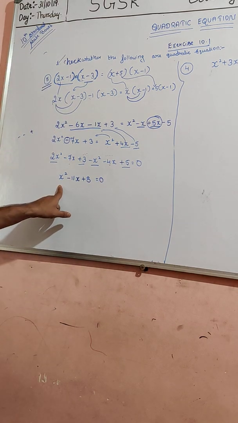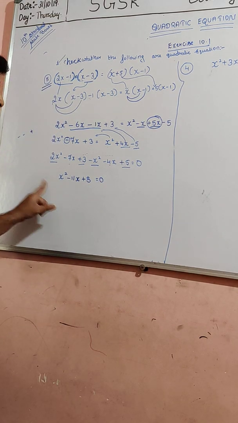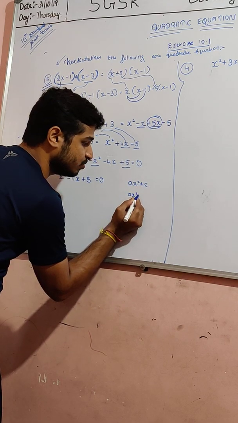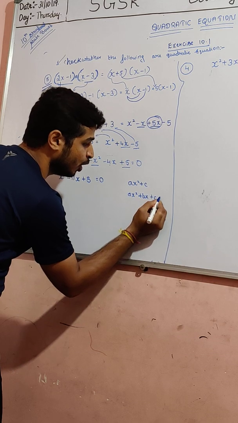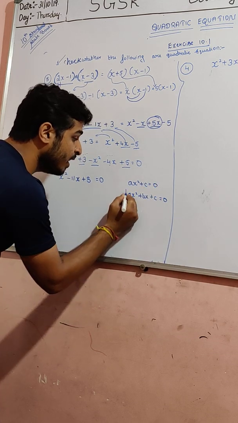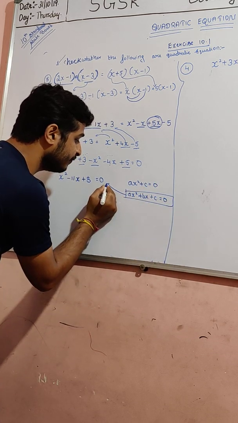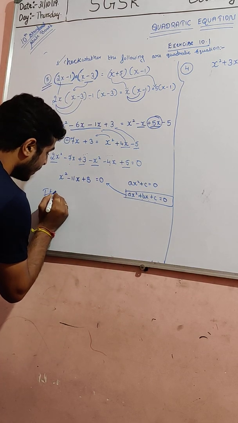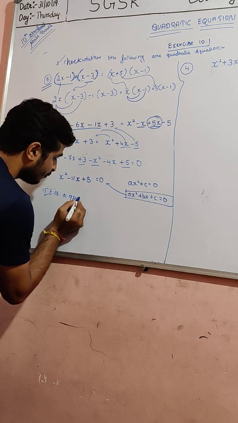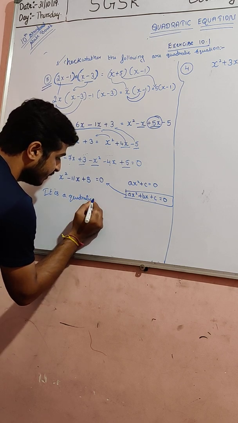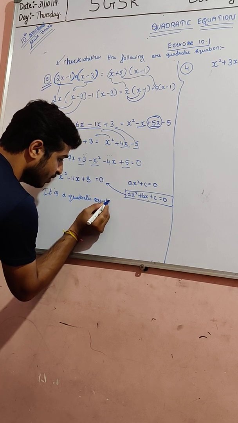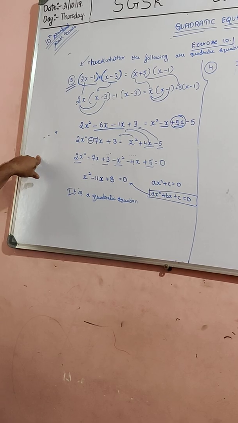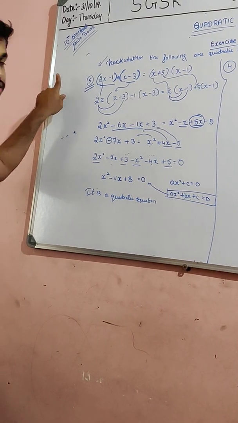Now students, verify and check whether it is in the form of ax square plus bx plus c is equal to 0. Now it is in the form of ax square plus bx plus c. Therefore, it is a quadratic equation. Students, first know the basics and then you will be able to solve the equations.